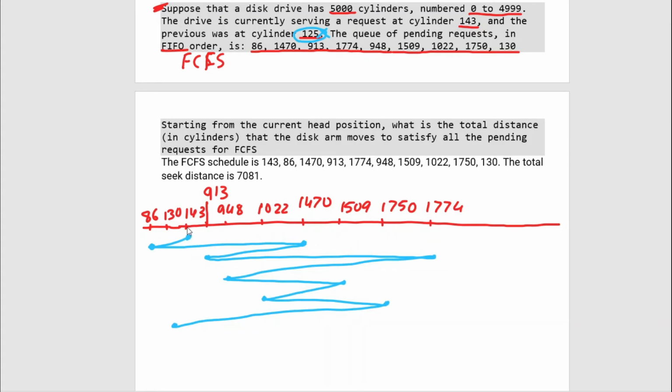When you are going to solve the numerical in examination, it is always better to draw this kind of directional or guiding lines so that you won't make any mistake while drawing the seeking pattern in the examination. And now you can do the calculations and you will have the answer. Let us try to do the calculation.